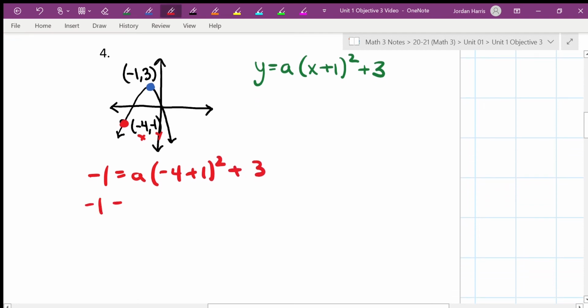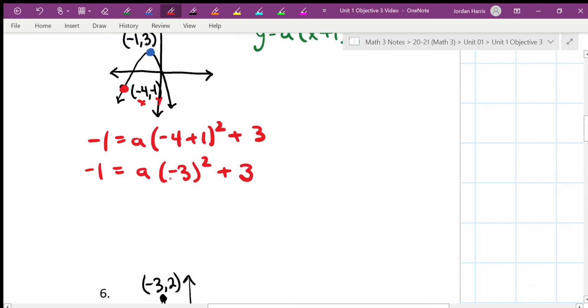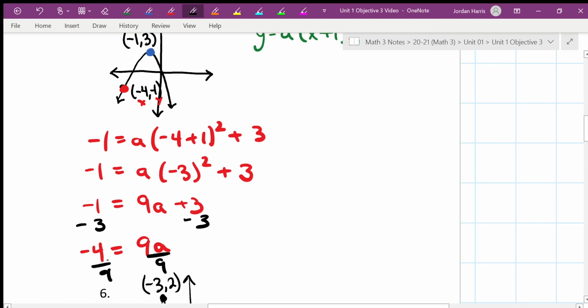So I get -1 equals a(-3) squared. -4 plus 1 is -3. A negative times a negative does make a positive, so 9a + 3. So I will subtract 3 from both sides, and -4 equals 9a. Divide by 9. This time it doesn't simplify, so -4/9 equals a.